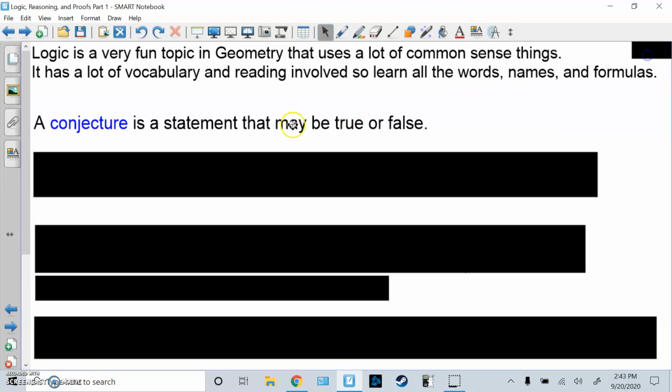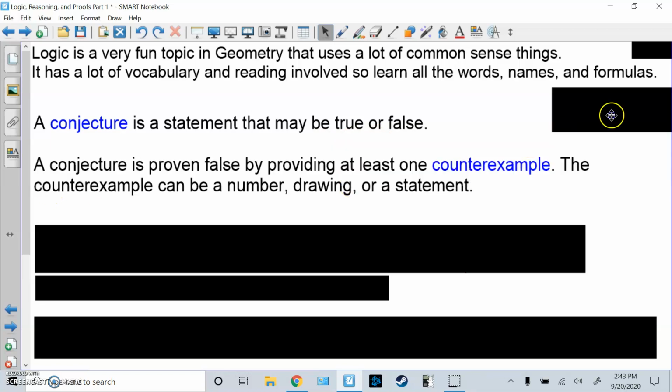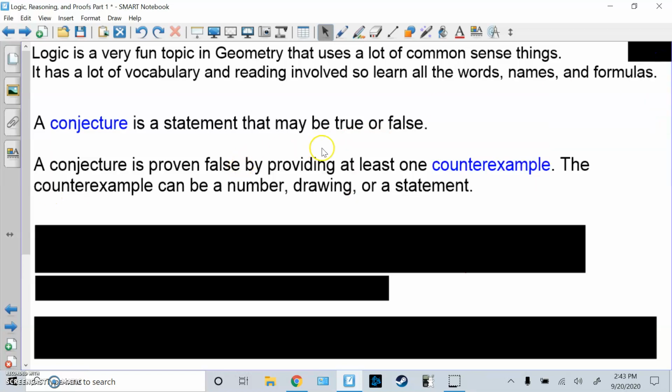The first word is conjecture. A conjecture is a statement that may be true or false. A conjecture can be proven false by providing at least one counterexample. The counterexample can be a number, drawing, or statement. So one counterexample is how we disprove things.